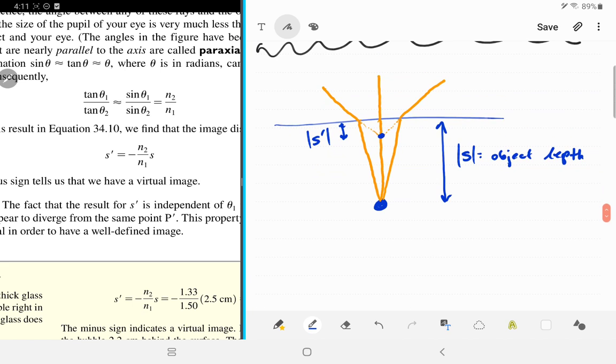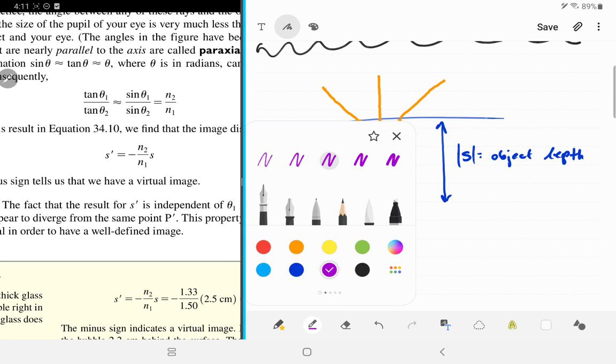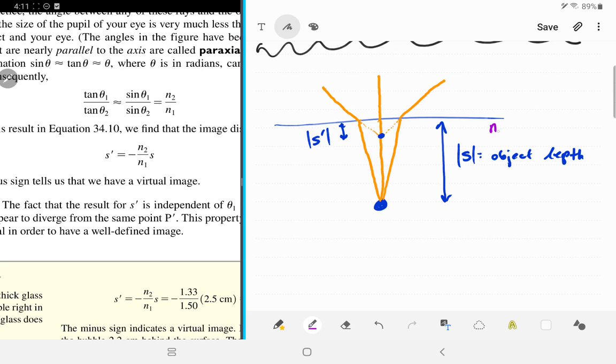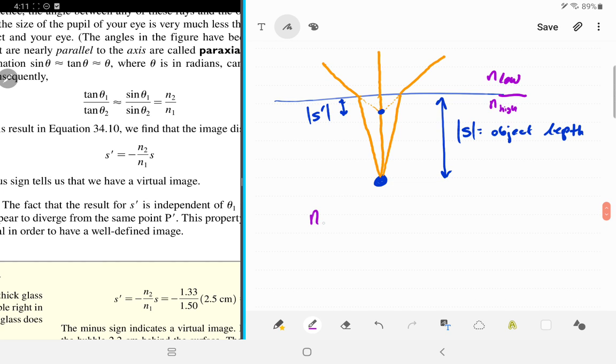Okay, so now notice I assumed here that S prime was less than S. And that happens if we started in the higher index of refraction and went to the low one. If we swap these, then the apparent depth would be deeper. It would be bigger than the actual depth. Okay. So I'm going to write right here: the ratio of the n values is the ratio of the depths. So the lower one over the higher one.